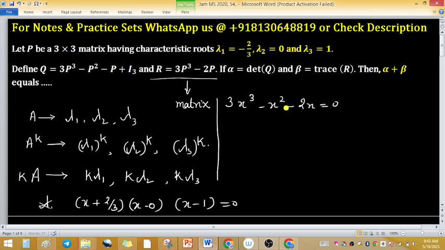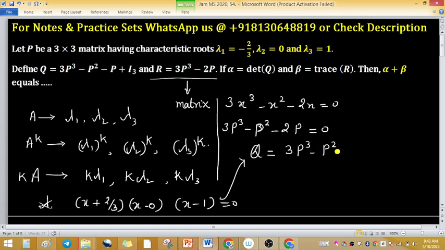We know that the Cayley-Hamilton theorem says that a matrix satisfies its characteristic equation. So 3P cube minus P square minus 2P equals 0. Now write matrix Q. So Q equals 3P cube minus P square minus P plus identity matrix.